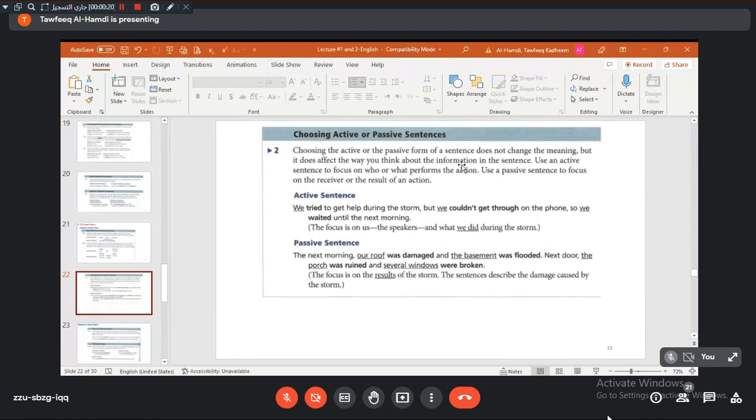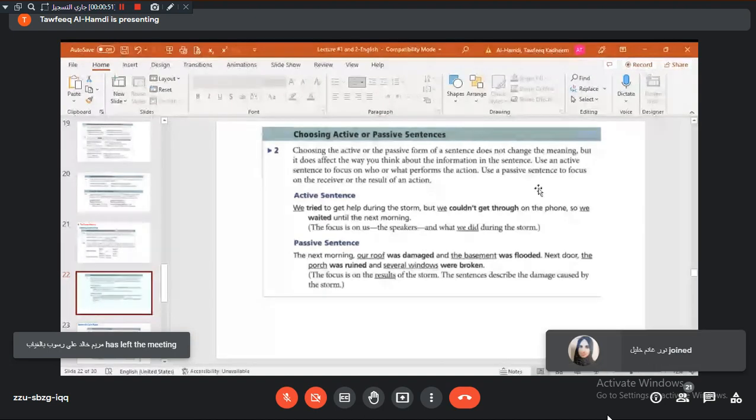The second note: choosing the active or the passive form of a sentence does not change the meaning, but it does affect the way you think about the information in the sentence. Use an active sentence to focus on who or what performs the action. Use a passive sentence to focus on the receipt or the result of an action.